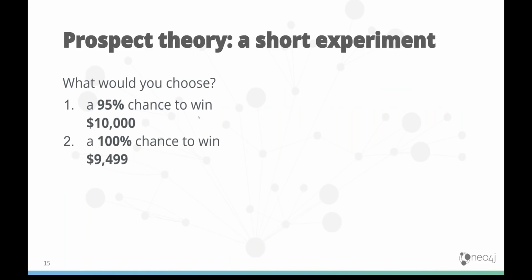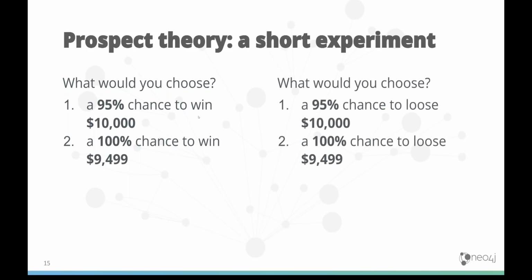Here's two choices. What would you choose? A 95% chance of winning $10,000, or a 100% chance to win $9,499. That's an easy choice, right? You would always pick the 100% chance.